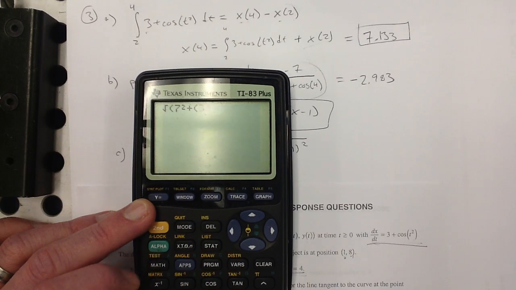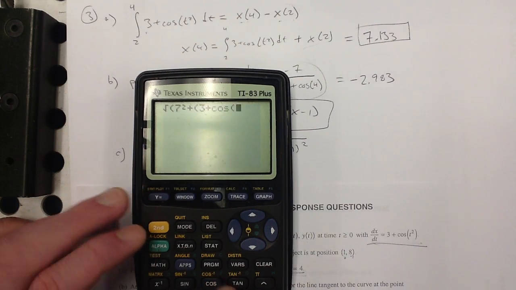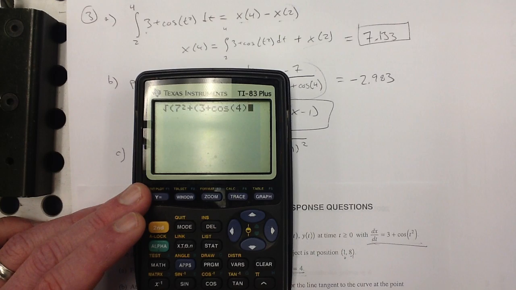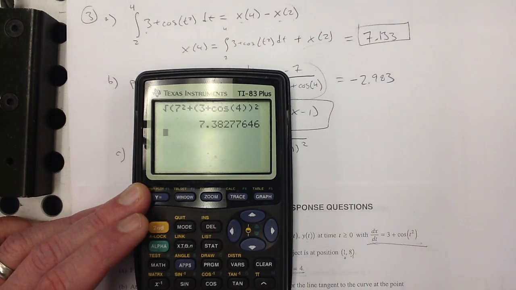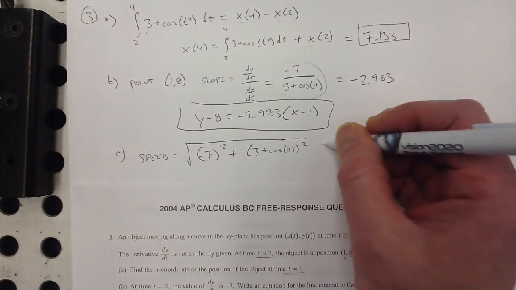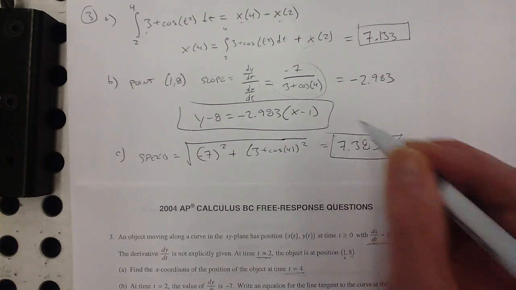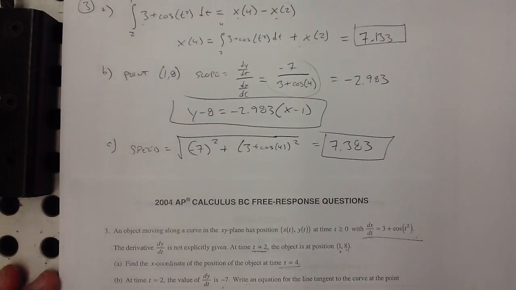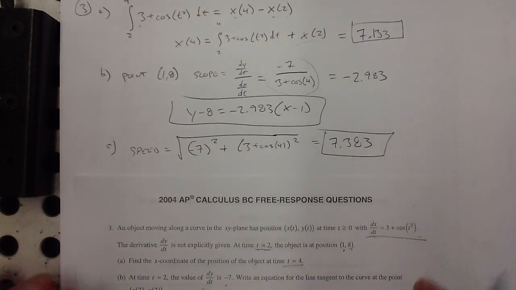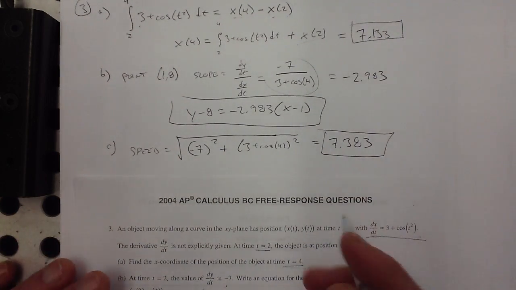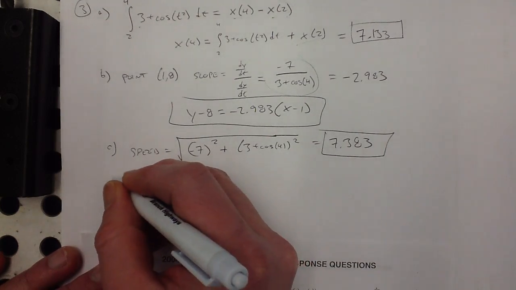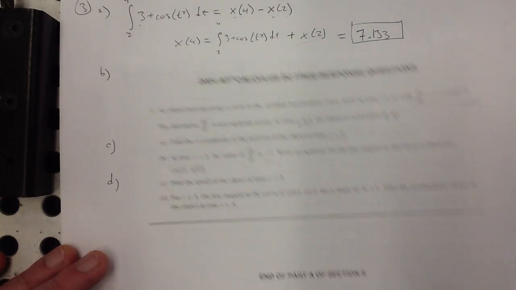Plus (3 plus the cosine of 4) squared. That's 7.383. That's the speed. They didn't give us any units here like meters and seconds, so units per time, I mean, there's nothing we can really do there for units. So watch out, though. Sometimes they do give you units.